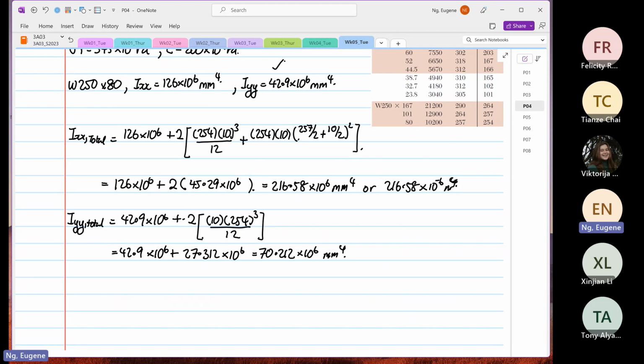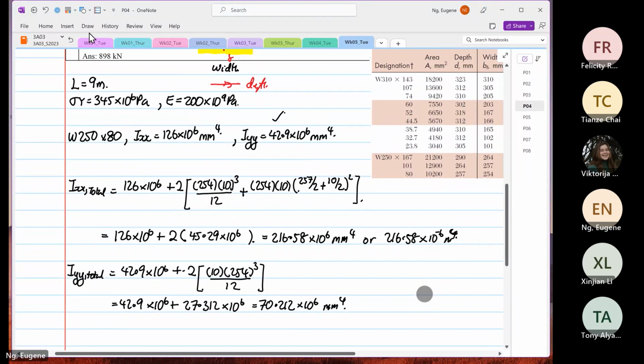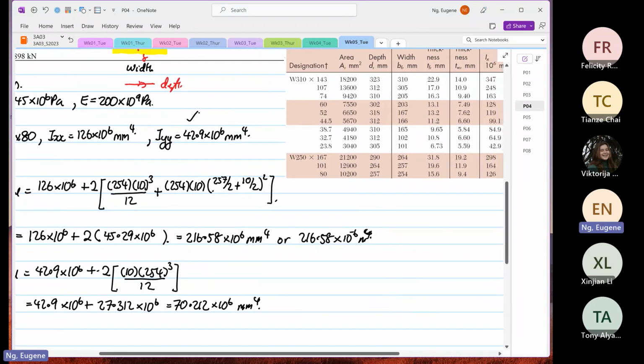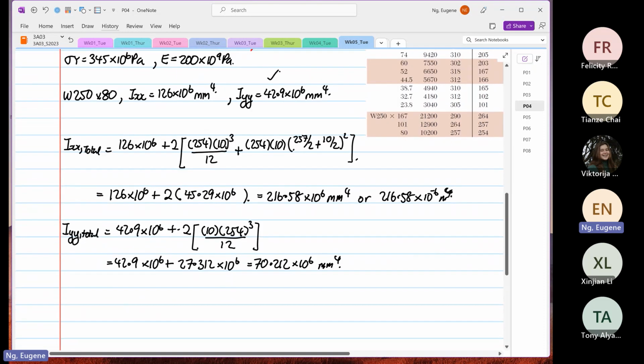Okay, let me do it again. So the width is 254. Okay, so 10 times 254 to the power 3 divided by 12 times 2 plus 42.9 times 10 to the power 6 is equal to 70.212. Okay, so this is correct. Okay, so I checked the book. We are still off, but the ballpark figure is right.